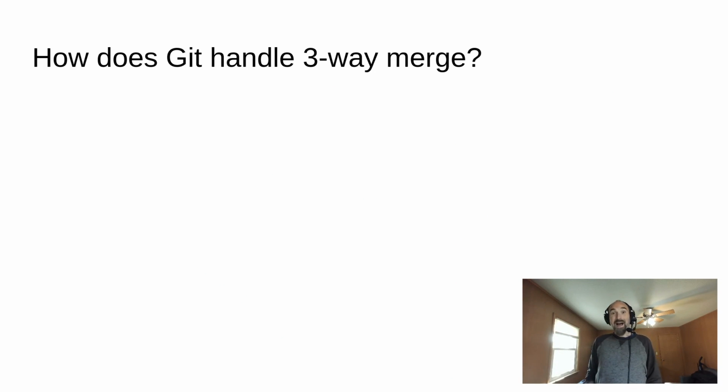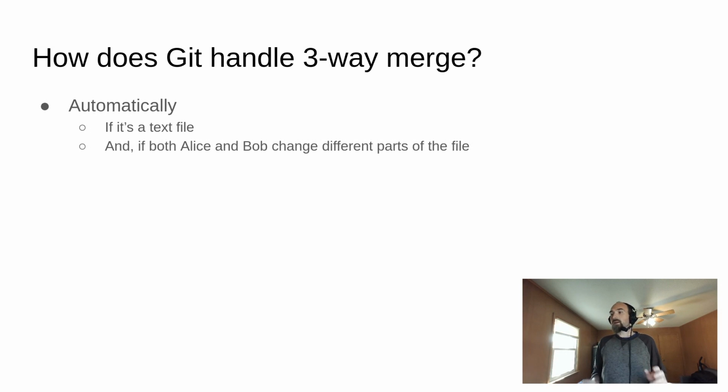All right, so how does Git handle a three-way merge? Well, it either can handle it automatically, where Git just takes care of everything for you, and it can do that when it's a text file. Git cannot automatically merge binary files like images or binary 3D model formats or whatever, so it has to be a text file. If both Alice and Bob change different parts of the file, they can't change the same line, or sometimes even lines that are just too close together, Git can't figure out quite right how to merge that.